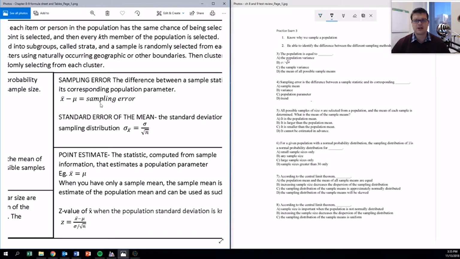Then all possible samples of n size, this is for number 5, are selected from a population and the mean of each sample is determined. What is the mean of the sample means? Once again, based on the previous question, the mean is the population mean. If you have every single possible sample mean of every single possible sample size of n, the mean of all of those sample means is going to equal the population mean.